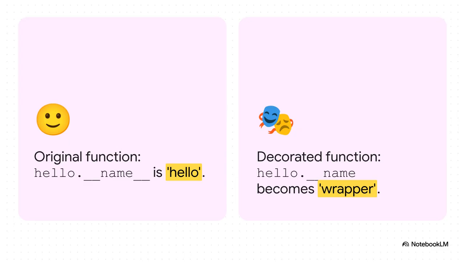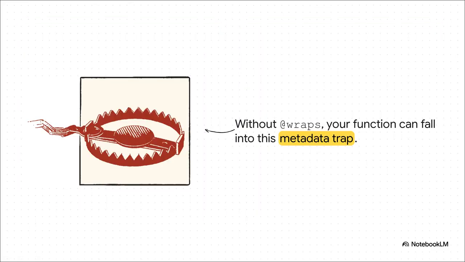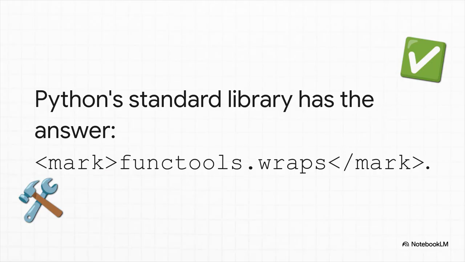Its docstring is gone, replaced by the wrapper's docstring. And for things like debuggers or help tools, this is a huge problem. Our function has lost its identity. Yeah, without the right fix, you fall right into this metadata trap. It's super subtle, but man, it is dangerous. It can make debugging an absolute nightmare later on when you can't figure out why your function isn't reporting its own name.